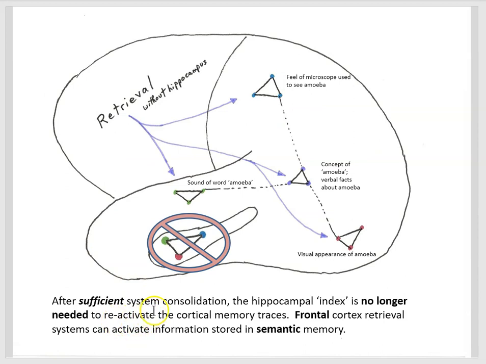After sufficient system consolidation, the hippocampal index is no longer needed to reactivate the cortical memory traces. Frontal cortex retrieval systems can activate information stored in semantic memory. So now, if we've enjoyed system consolidation and we've strengthened those cortical memory traces, now we can access those memory traces with other brain systems. Frontal cortex memory systems can reactivate this information stored in the cortex, and we don't need the hippocampal index anymore.